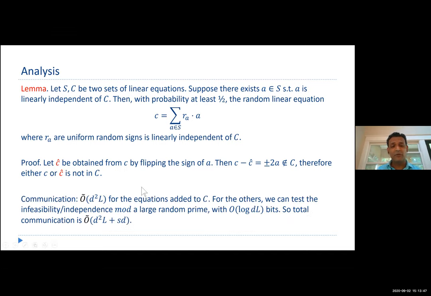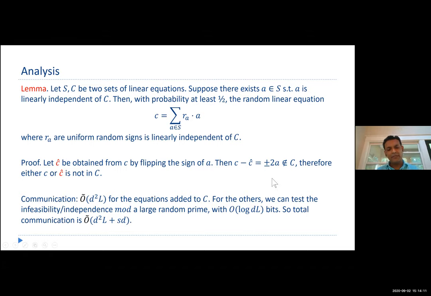Okay, so now what's the communication cost? That was the correctness, and we're repeating log d times to make sure the probability is high that we get all the linearly independent equations. Well, for all the equations that are accepted, at most d are accepted into C, the communication is d squared l, right? d equations, d coefficients, l bits per coefficient.